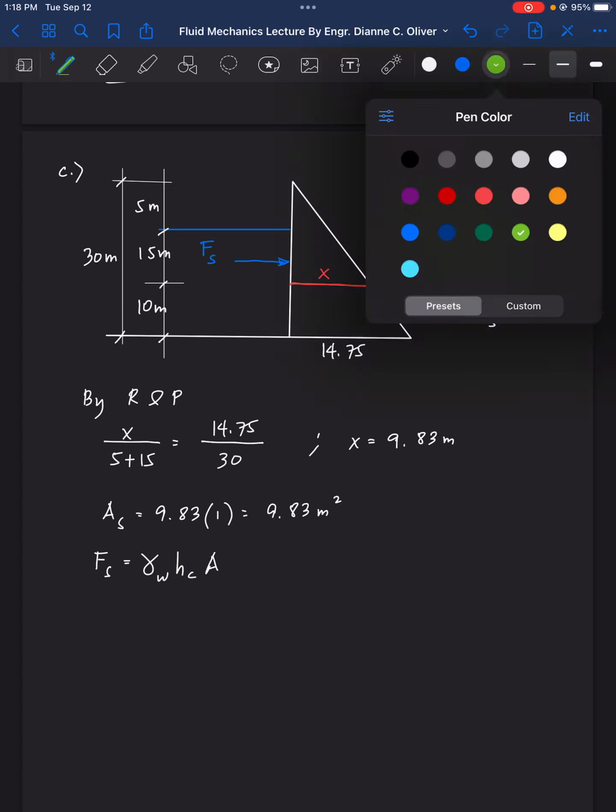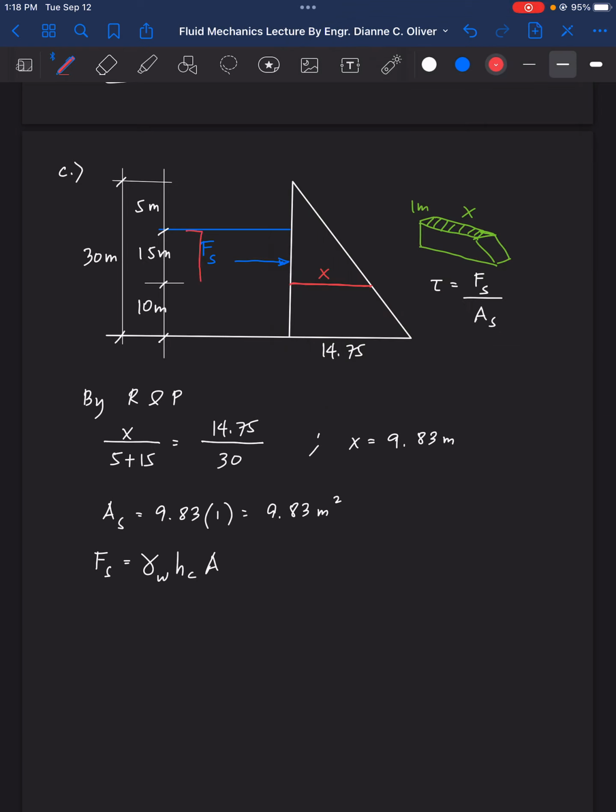And our projected area here is from the point of failure up to the water surface. So there. So this is now our center of gravity, CG.